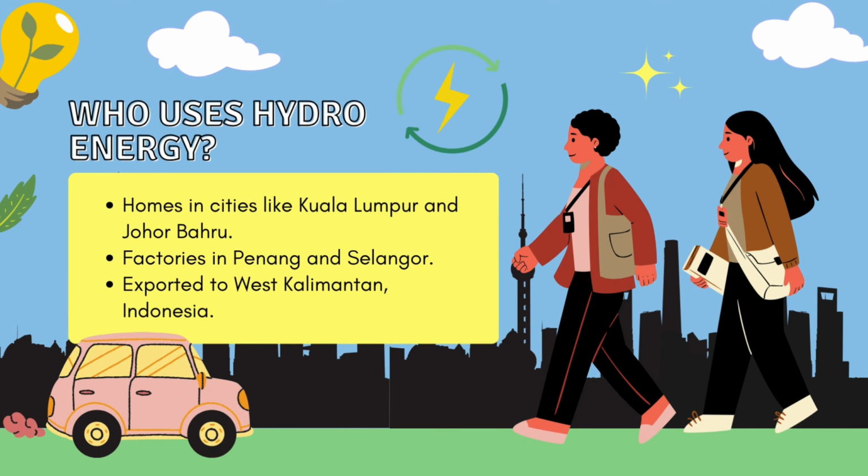Who uses hydro energy? Firstly, homes in cities like Kuala Lumpur and Johor Bahru. Next, factories in Penang and Selangor. Lastly, it is exported to West Kalimantan, Indonesia.